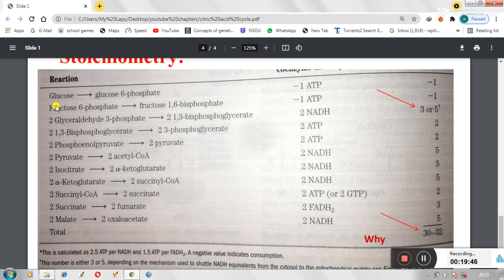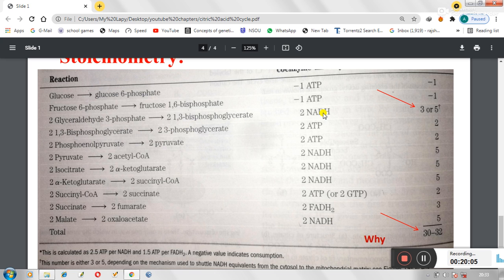It's a very important thing: from glucose to glucose 6-phosphate, and fructose 6-phosphate to fructose 1,6-bisphosphate. In both cases 2 ATP are required in the form of a loan. So you have to repay the loan. Whenever you take a loan, you have to repay. The glycolysis pathway also repays the loan. What happens in glycolysis? 2 glyceraldehyde 3-phosphate and then 2 1,3-bisphosphoglyceric acid.